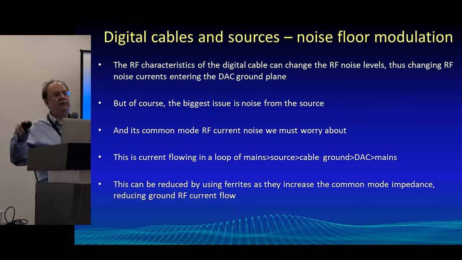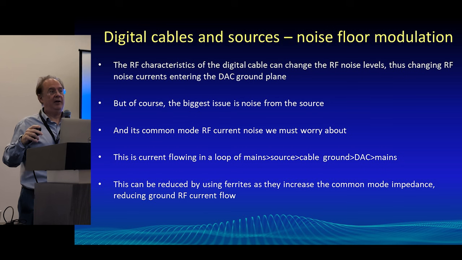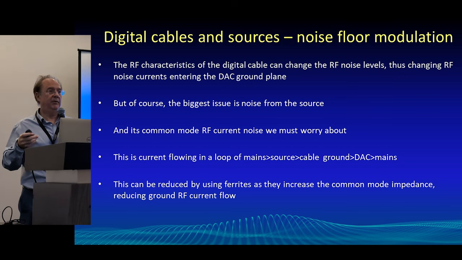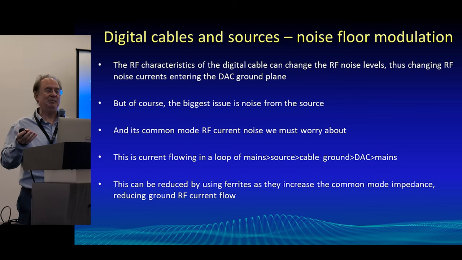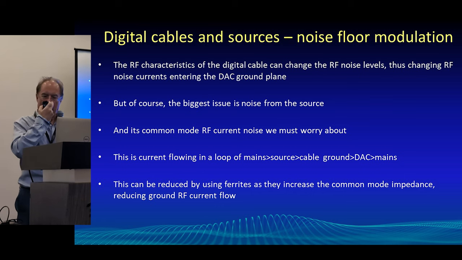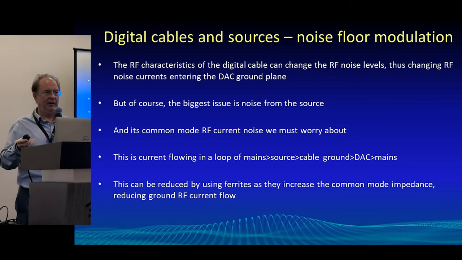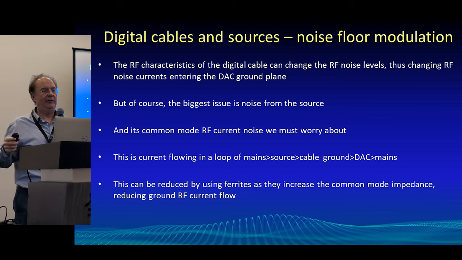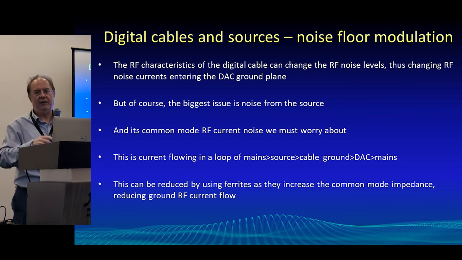If there's no loop, current will not flow. Now you can reduce this current flow by using ferrites on your electrical connections, because that increases the impedance. When you increase the impedance, you reduce the current flow. There's other ways of doing it. You can use battery operation. If you're running completely on batteries, there's no way that the current can flow.